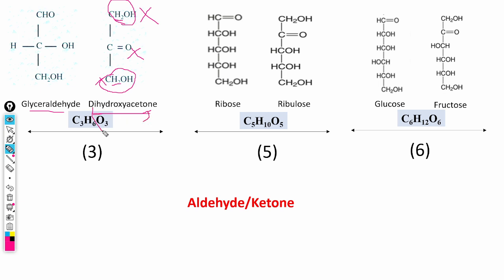So that's why it cannot rotate the plane of polarized light, because to rotate the plane of polarized light, a molecule should have at least one chiral carbon. In all the carbohydrates, dihydroxyacetone is the only exception which has no chiral carbon. That's why dihydroxyacetone cannot rotate the plane of polarized light out of all the carbohydrates.